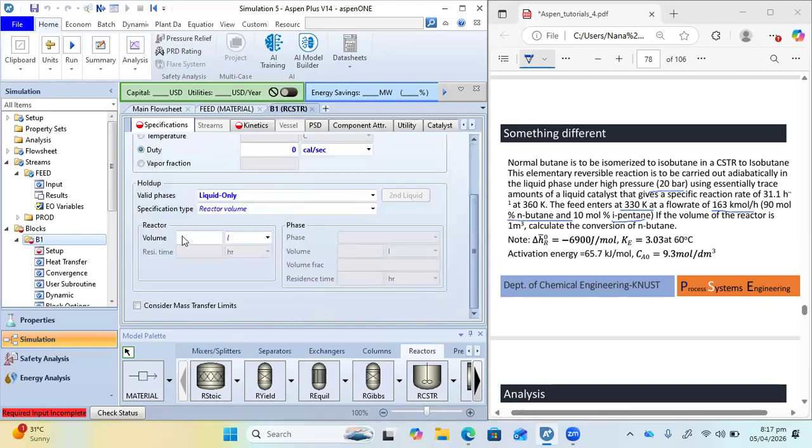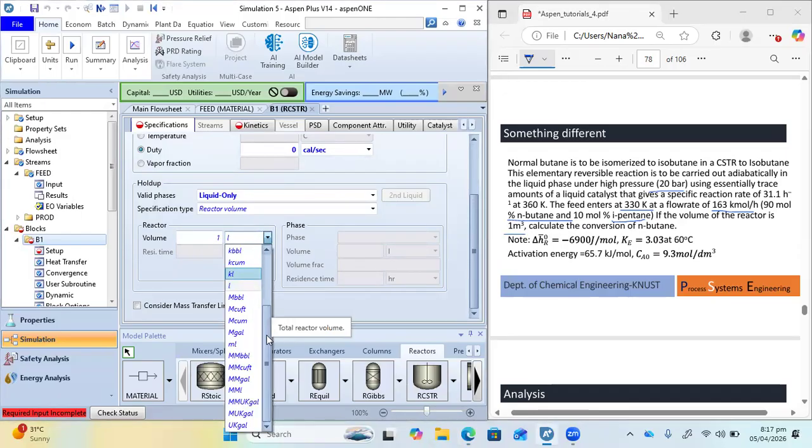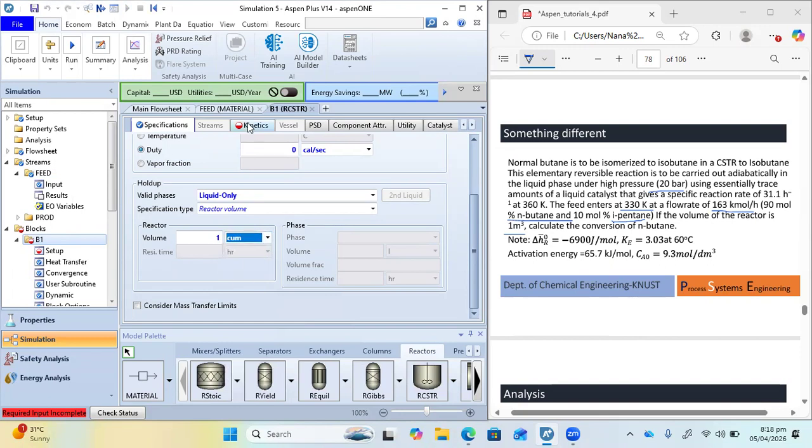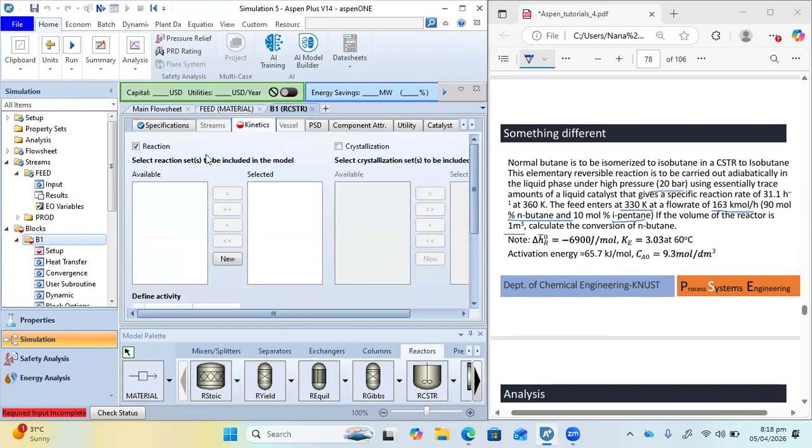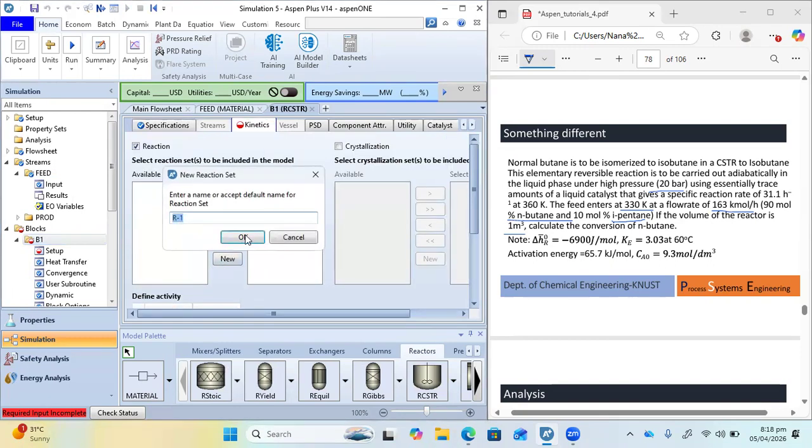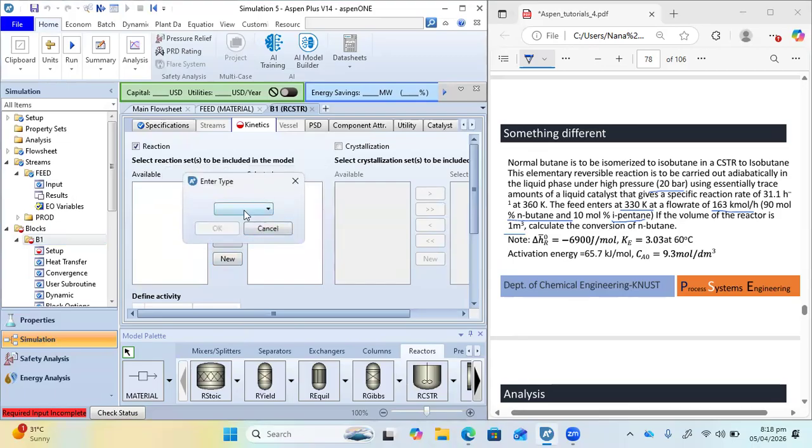And then the reactor volume, we're given the volume to be 1 meter cube from the question. So we can make it 1,000 liters or we can just make it 1 meter cube. Meter cube is usually presented as cubic meter, CUM. So we'll have that down. Then the kinetics, the same thing we did previously. We'll click on new, for the type of reaction we'll choose power law, and then we can click on OK.